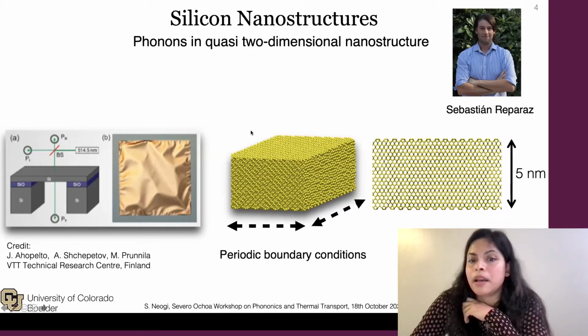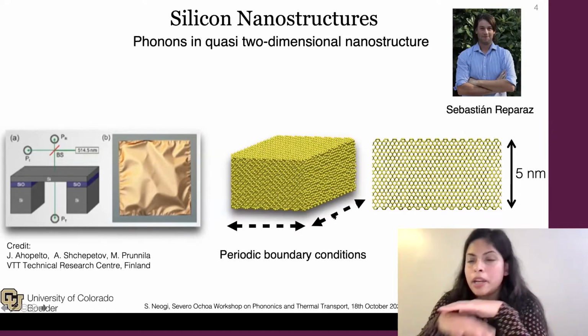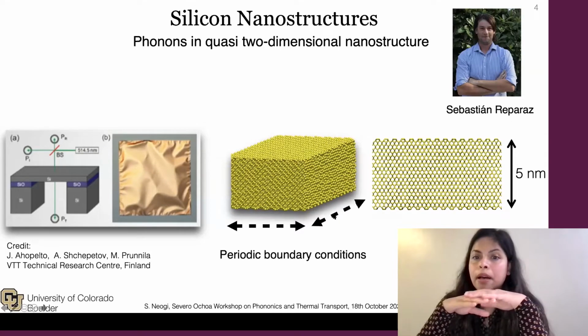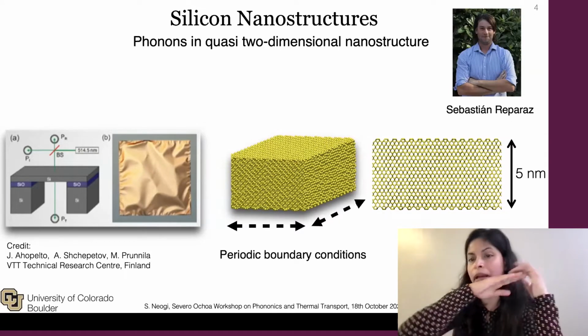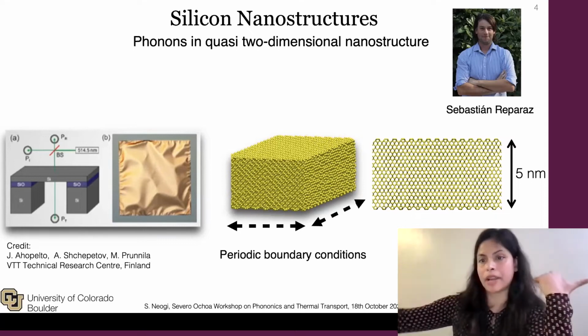To begin, we started doing atomistic modeling, which you can see in these models. We use periodic boundary conditions to mimic the infinite in-plane directions.